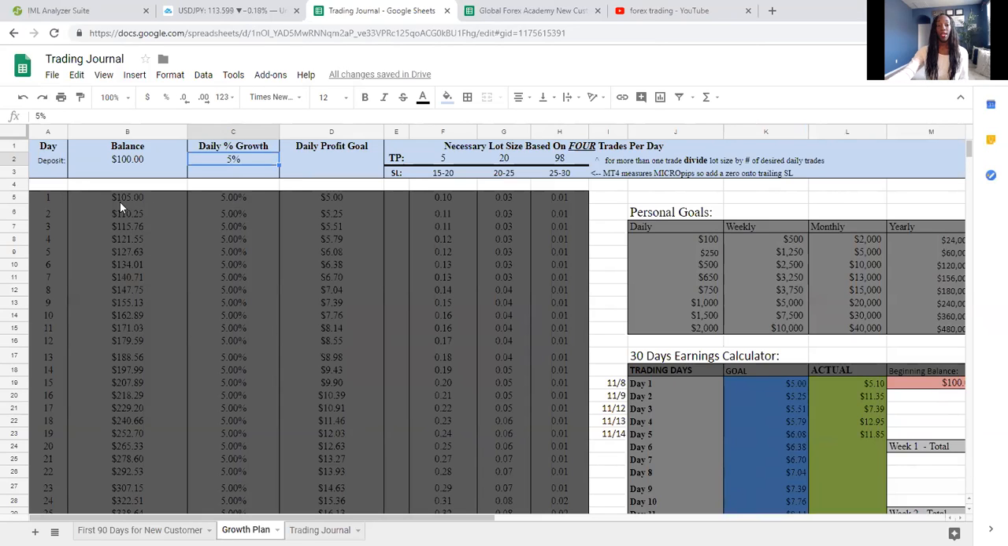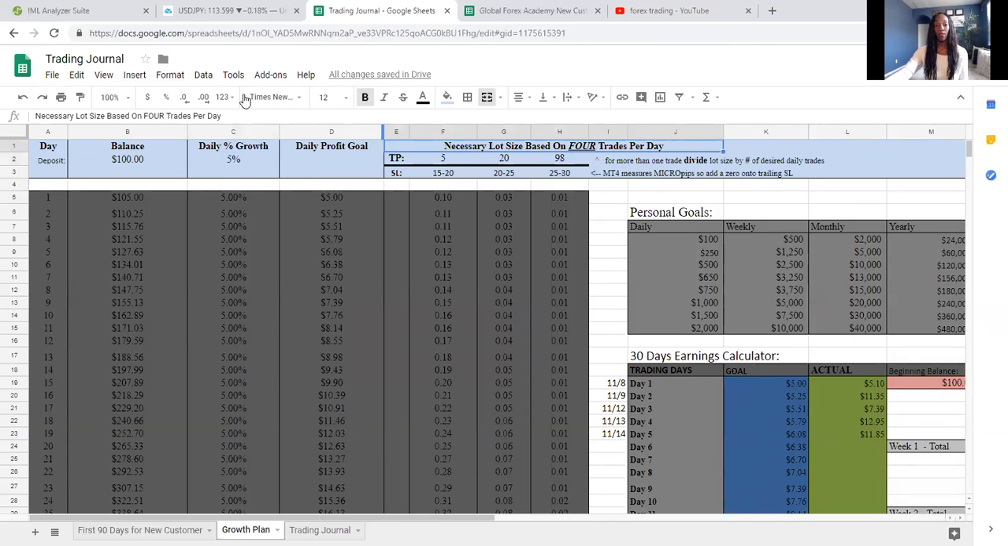So on your first day, you're going to have a $100 balance in your account. Your goal is 5% growth, and that means your daily profit goal for that day is $5. How you're going to accomplish this is at the top. This says necessary lot size based on 4 trades per day. You can change that to however many trades you plan to take per day. For example, if I'm only going to do 1 trade a day, I would change that to 1. So you can change that if you want to.